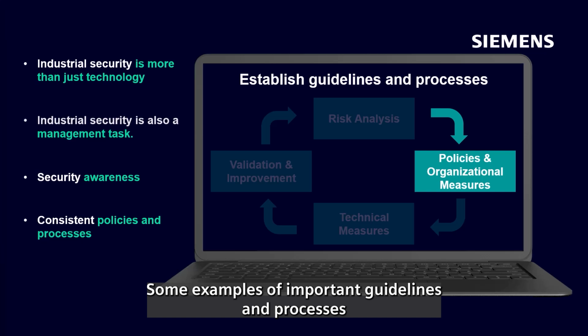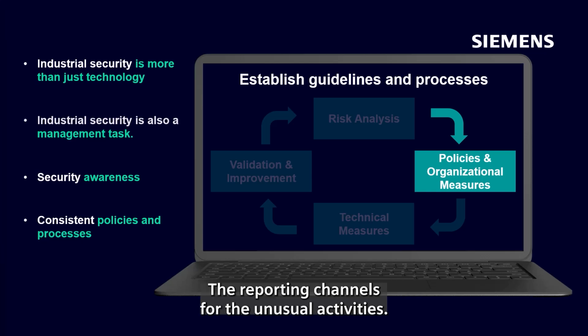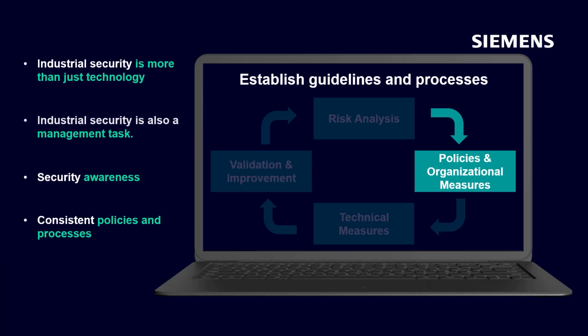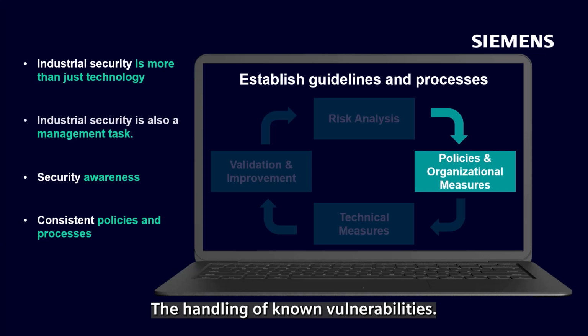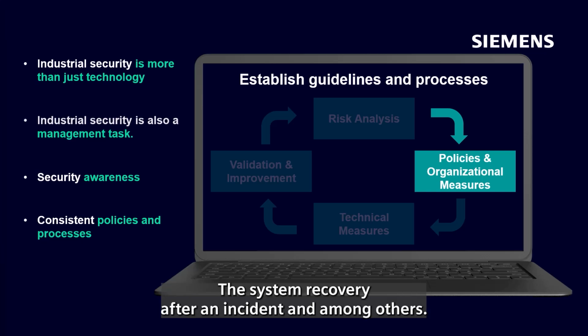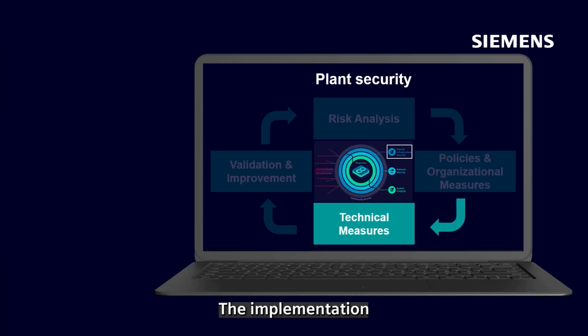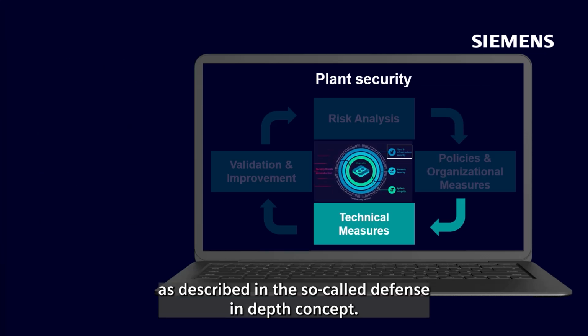Some examples of important guidelines and processes include a clear definition of which risks are acceptable, the reporting channels for unusual activities, the documentation and communication of security incidents, the handling of known vulnerabilities, the response to security incidents, also known as the incident response plan, the system recovery after an incident, and, among others, the logging and evaluation of security-relevant events.